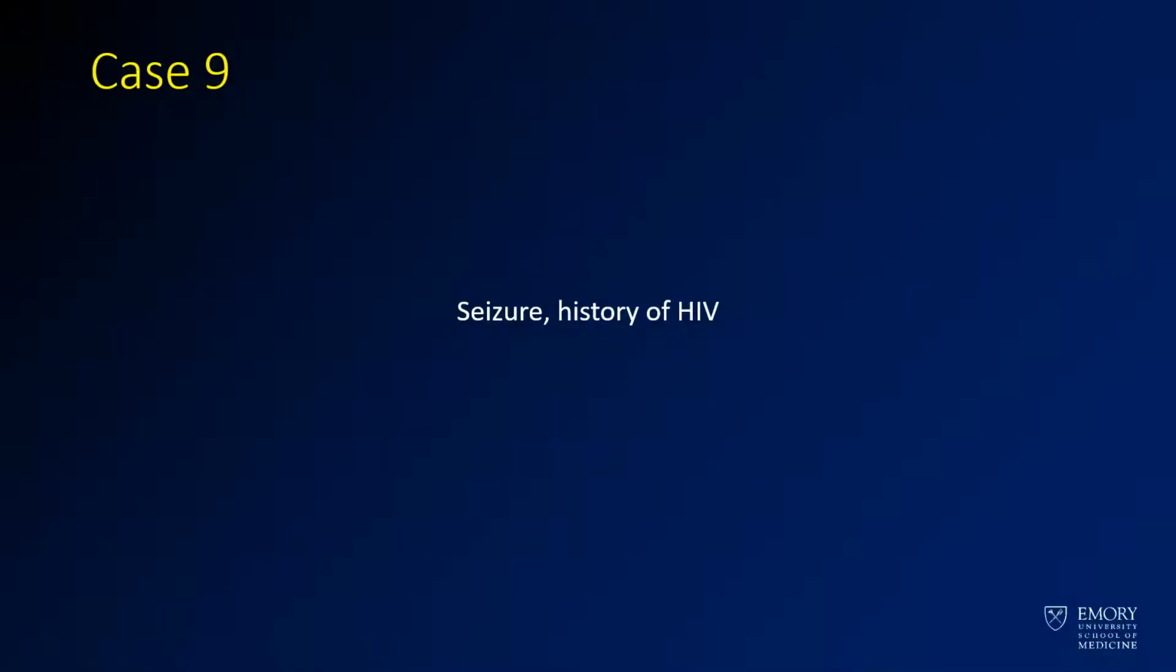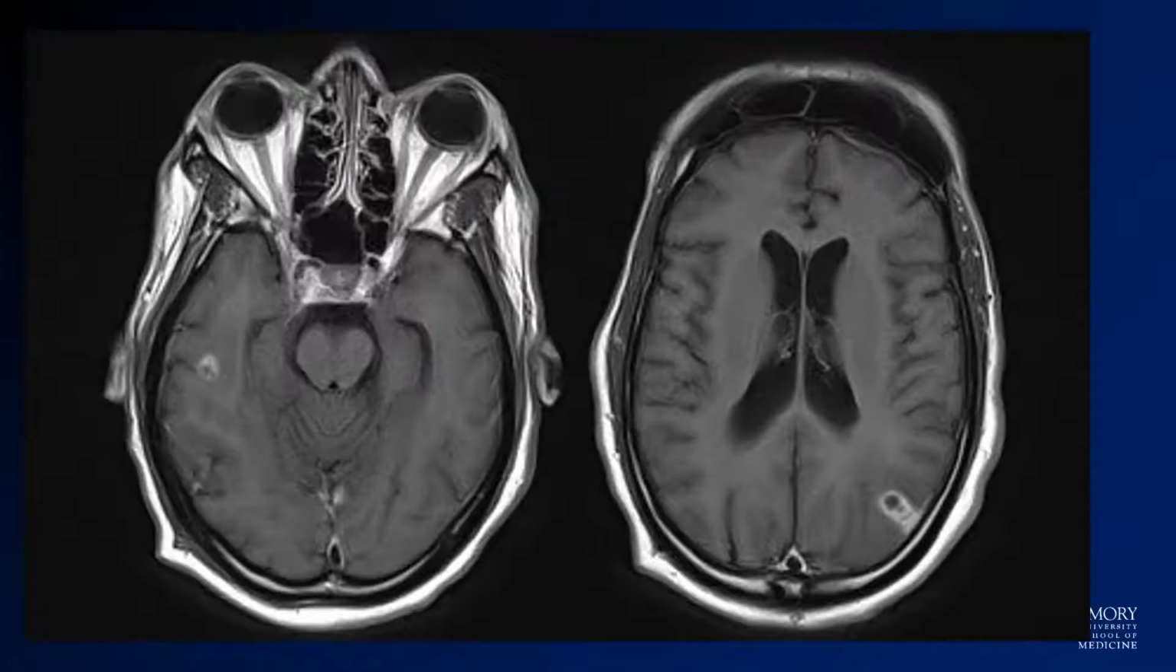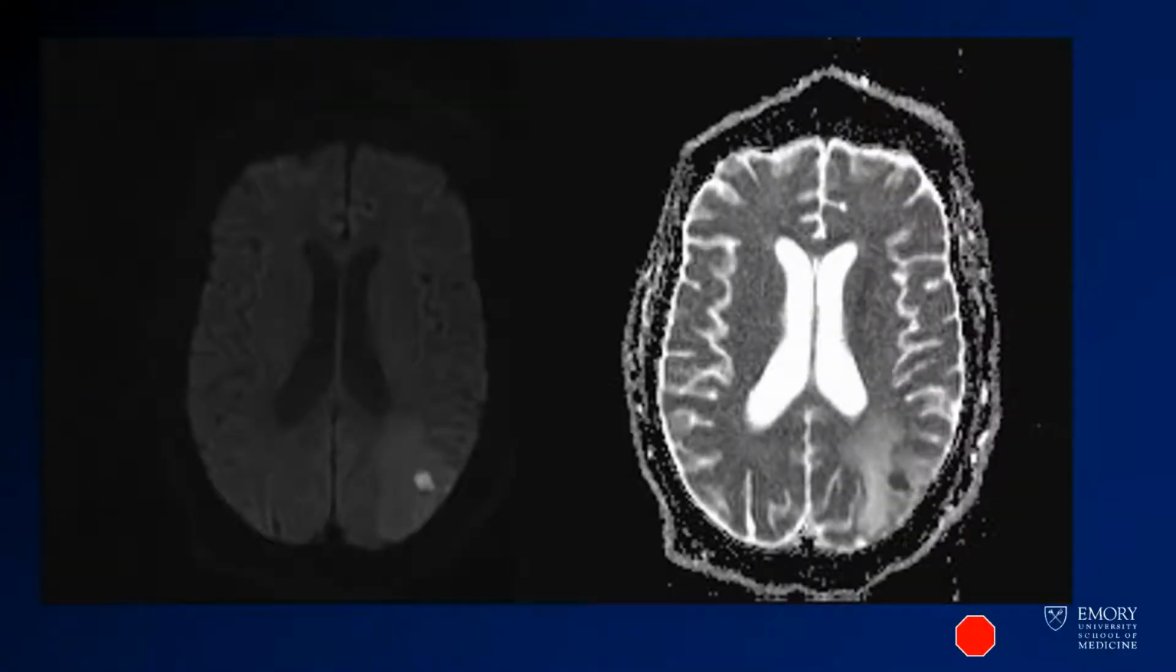For case 9, we have a patient with a seizure and history of HIV. Here we have 2 axial flare images through the cerebral hemispheres. Now we have the associated post-contrast imaging. Finally, we have some diffusion imaging. So we have diffusion-weighted imaging on the left and the corresponding ADC on the right.